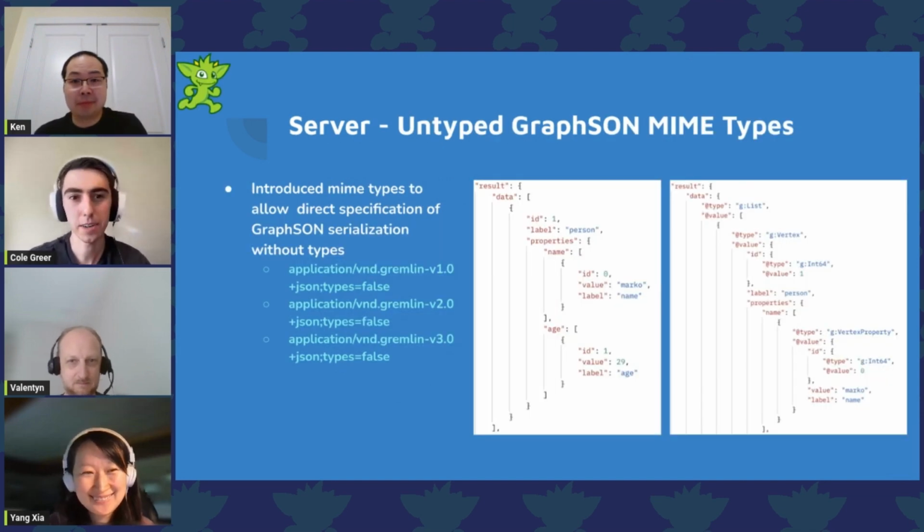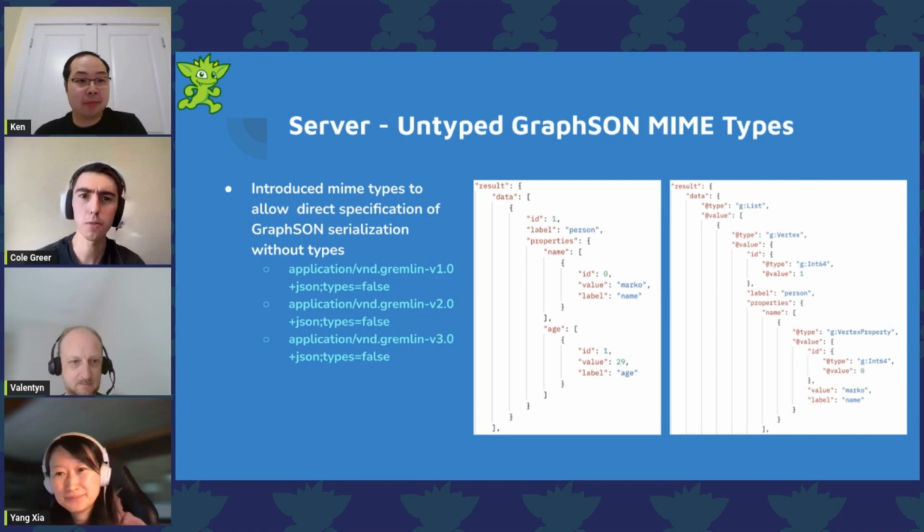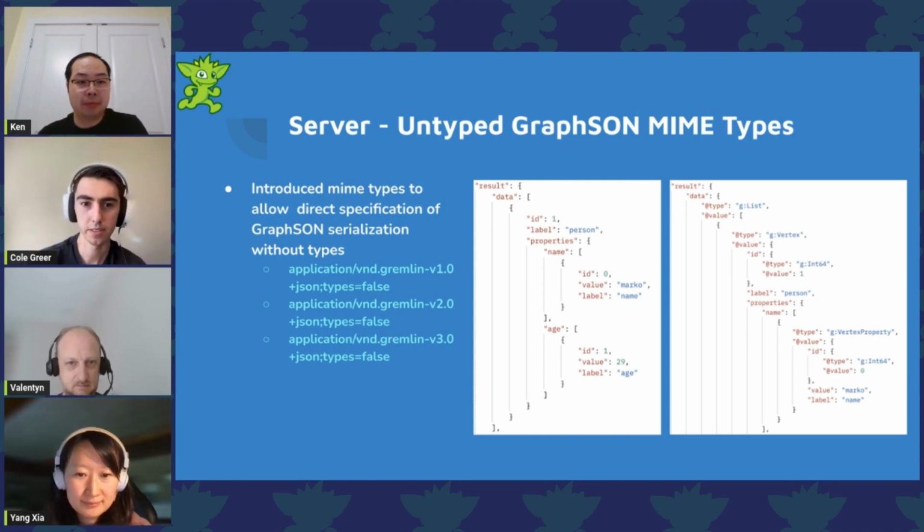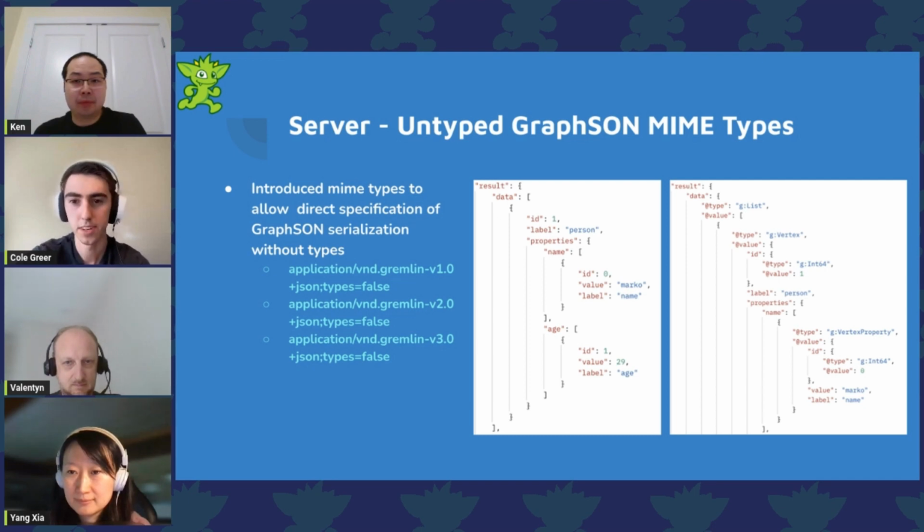Jump to the next slide here. The other one is there's now new MIME types for all of the untyped GraphSON forms. You can see there in blue is all the MIME types. It's the standard MIME type for that version of GraphSON with types=false appended to the end of them. And in the examples on the right, the left side is untyped GraphSON v3, the right is GraphSON v3 with types. The reason you might want the untyped form here is it's just much cleaner, much simpler.